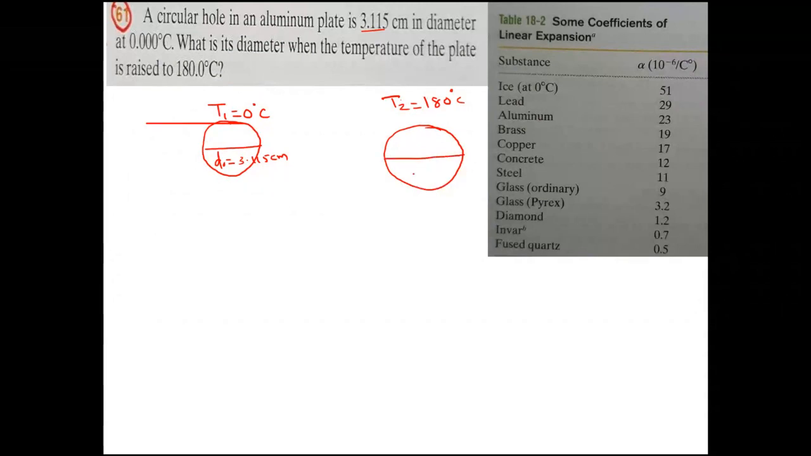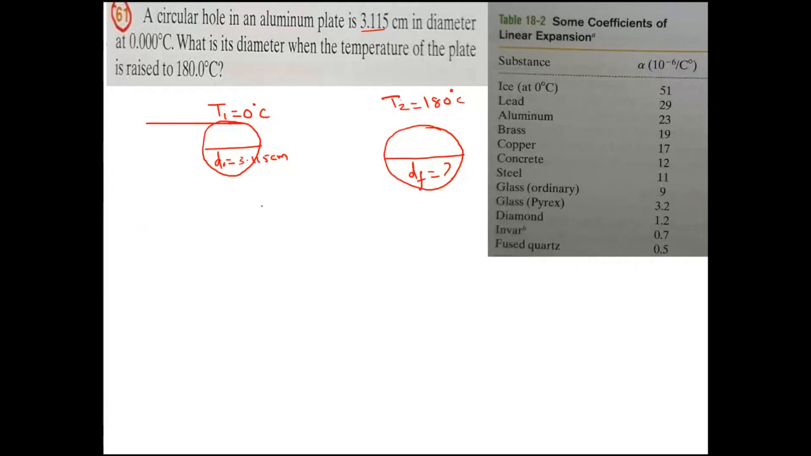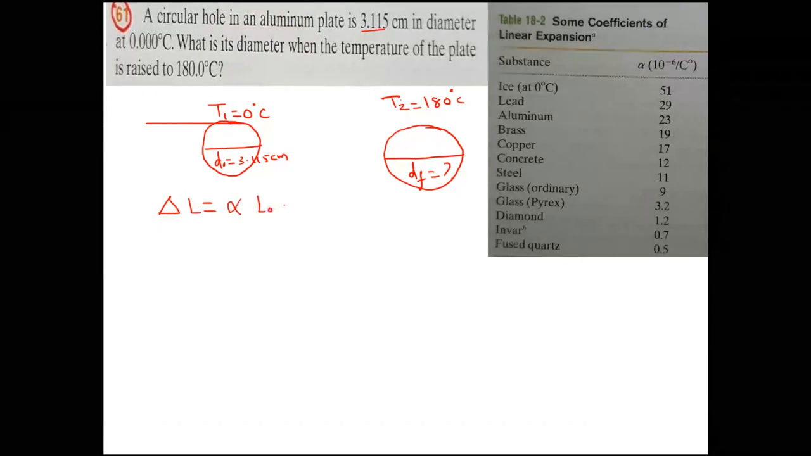So we have to find what should be the final diameter after you heat the plate to 180 degrees Celsius. We are going to find the value of dF. So, my dear, we studied three relations: linear expansion, area expansion, volume expansion. For solving this problem, I am going to use the linear expansion equation. What is that linear expansion? Delta L is equal to alpha L naught delta T.